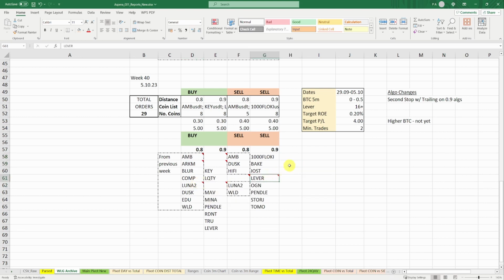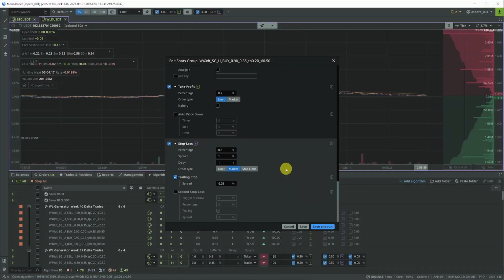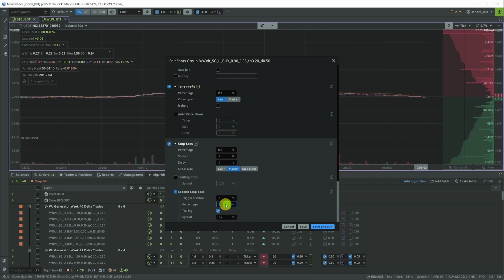Now for the algo changes. There is one major change I introduced. So instead of having a trailing stop, I now have a second stop loss with trailing for all my 0.9 algos. By using specific settings, you can make it much more aggressive in catching up with the price should it move towards the profitable direction. I'll probably have to make a separate video about that, not to go too far off topic today.